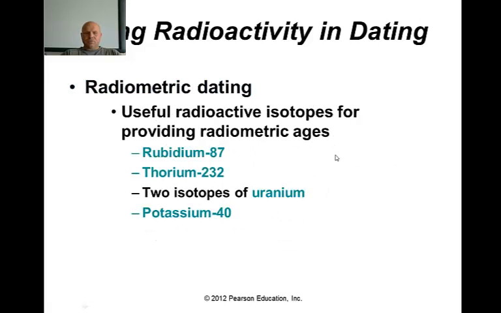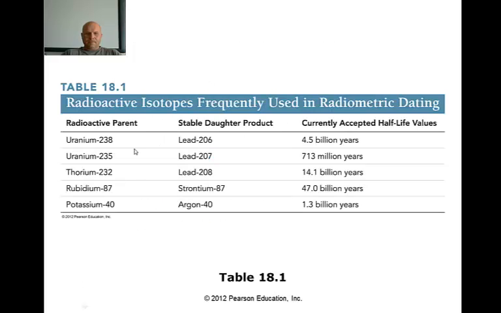All right, next one. Some useful atoms that we try to find when we want to date a rock are rubidium 87, which turns into strontium, and thorium 232. Another isotope for uranium is potassium 40. So these are some of the ones that we try to look for. Here's some other ones we use.